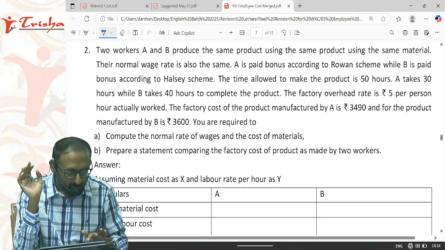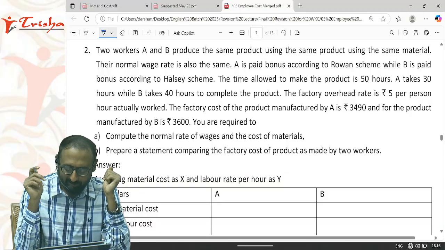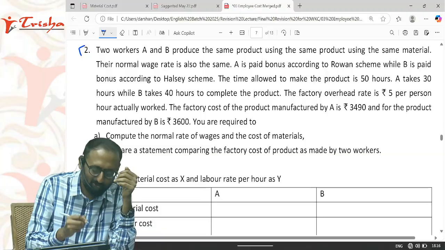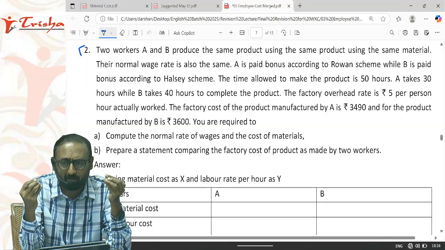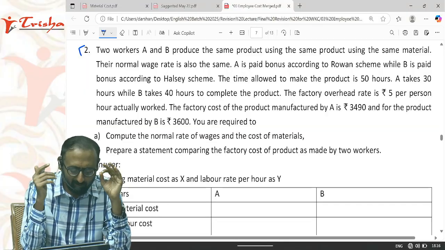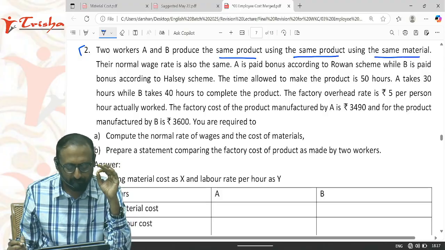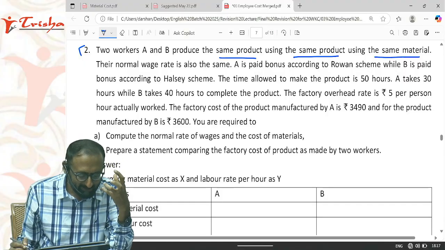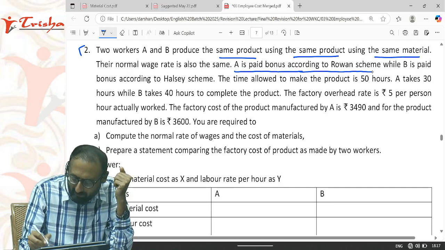Next, let's go to the second question. The second question is also a very important question. Many times in examinations, the same question without any change in figures is repeated. Two workers, A and B, produce the same product using the same material. A is paid bonus according to the Rowan scheme.